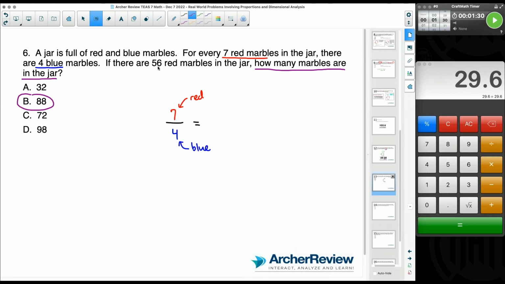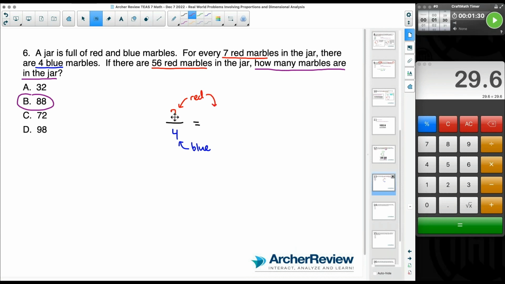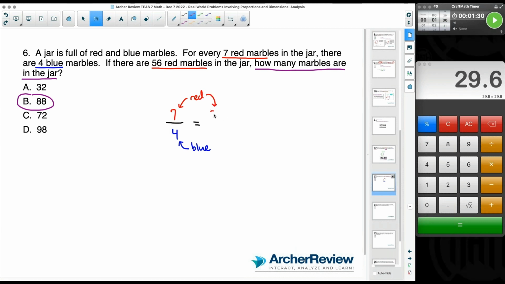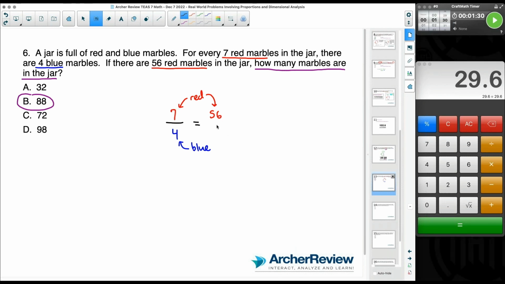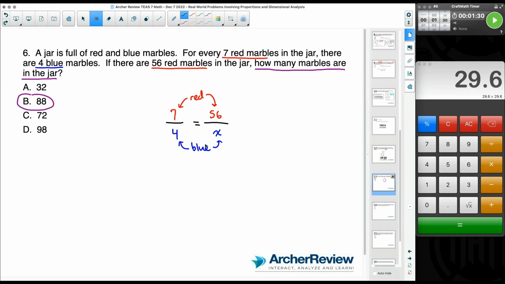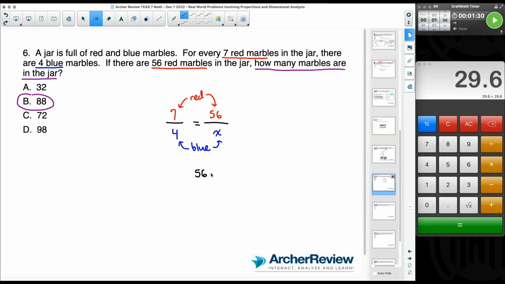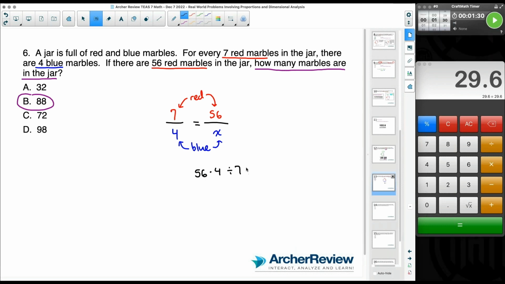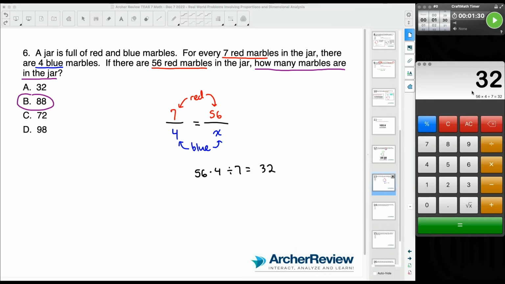And it tells us in the problem, if there are 56 red marbles in the jar, since I put red at the top, the 7, I'm going to put 56 at the top, just because I put the 7 red at the top earlier. Now, what we're going to solve for here is the number of blue. So let's go ahead and do that. But we cannot jump the gun. We still got to read our question. So the fast way to do this one, multiply your 56 and your 4, divide by 7, and I think that is going to give us 32. Let's double check that. Yeah, so there's our 32.